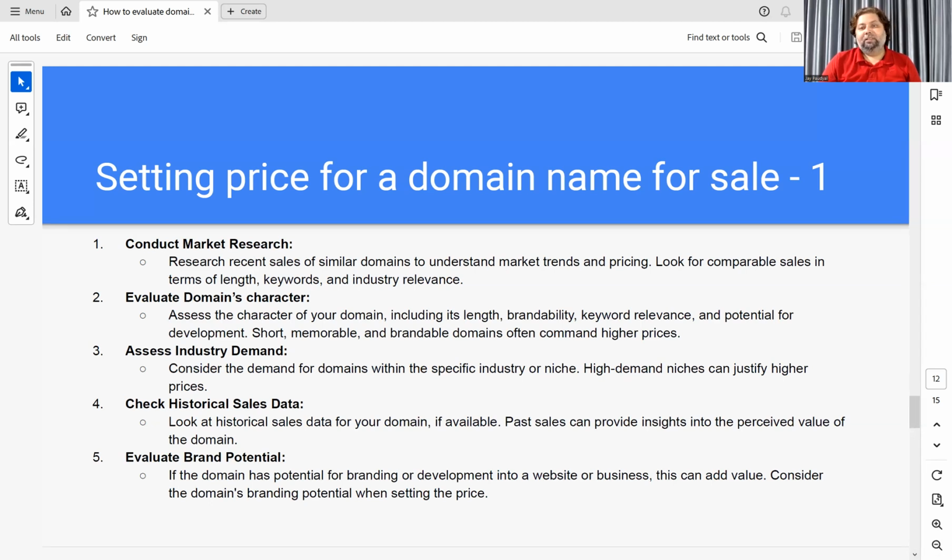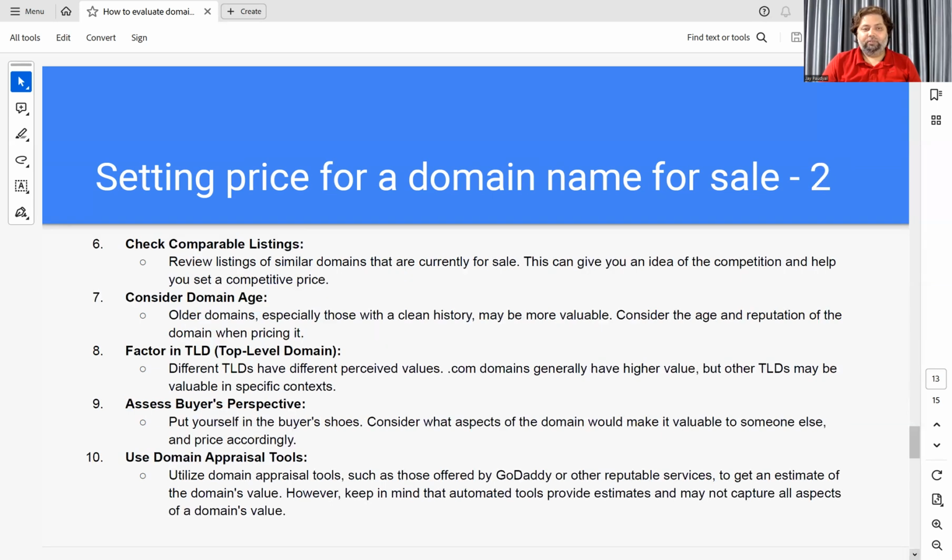Okay. Assess industry demand. I mean, you have to find the demand of the market. Check historical sales data from namebuyer.com or the GoDaddy evaluation tool, and evaluate brand potential. We have discussed this thing. Check comparable listings. You can visit afternick.com and check comparable domains. What are the prices? Have you seen in case of woolenjacket.com and woolenjacket.ca, there is very much gap in price. So you have to see that also.